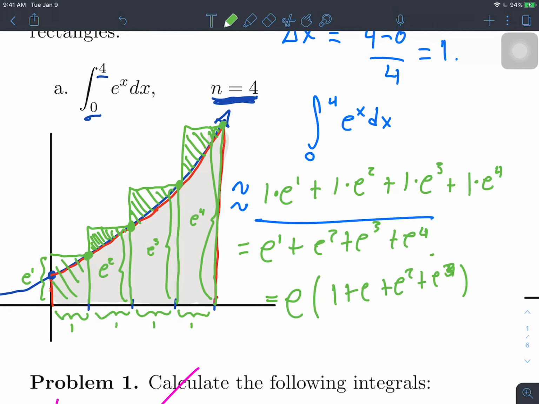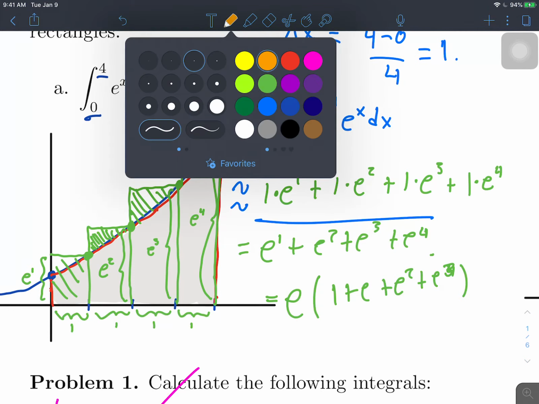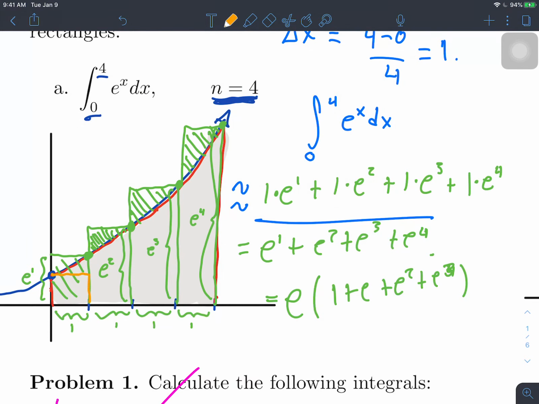If I had done a left Riemann sum for this function, I'll draw it in with orange, I would have gotten an underestimate. Left Riemann sums will not always be underestimates. Sometimes the left-hand sum will be the overestimate and the right-hand sum will be the underestimate. Sometimes they'll both be an overestimate. That's possible. Or both be an underestimate. But we've got to draw the picture to see.